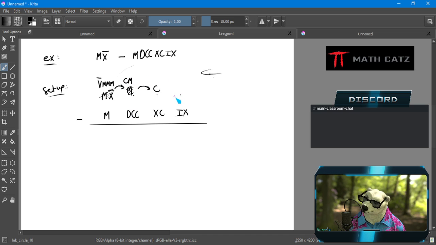Still trying to get to the ones column, so I need to borrow again. From the tens column, it doesn't matter if this is a C, it doesn't matter what it is. I'm in the tens, well, I'm borrowing from the tens column. I therefore borrow 10.